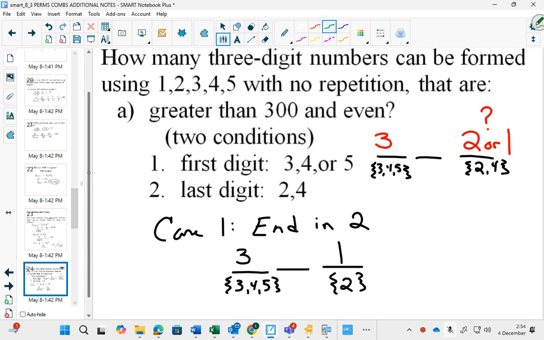Now, considering 1, 2, 3, 4, 5, for sure I've used up the 2. And I've used up one of 3, 4, or 5. I don't know which one. Maybe it was the 5. Maybe it was the 4. Maybe it was the 3. How many choices do I have left? I have 3 choices left. Just because you put a 3 in a space does not mean you used up all 3 of those numbers. The 3 stands for your choices. You had 3 choices and you chose one of them, which would leave you with 3 choices left here. So there are only 9 numbers greater than 300 that end with a 2.